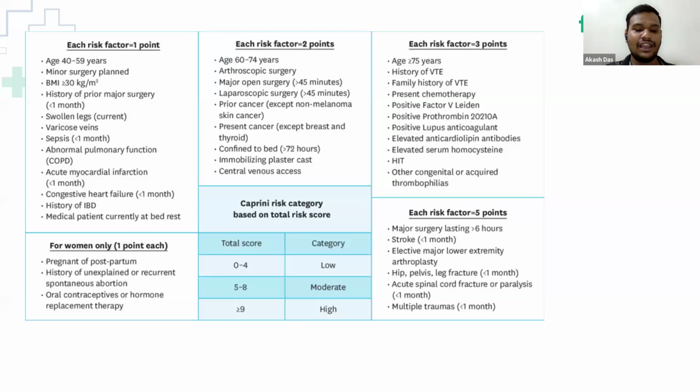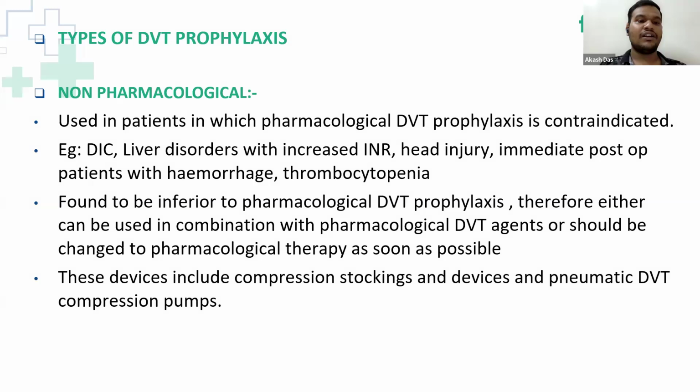And anywhere, if your score is like 5 in your ICU patients, you can definitely think about starting DVT prophylaxis for your patients. Okay. So always do DVT risk assessment whenever your patients come into ICU. What is the type of DVT prophylaxis?